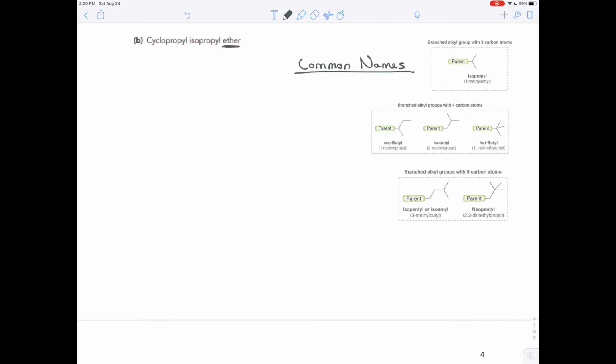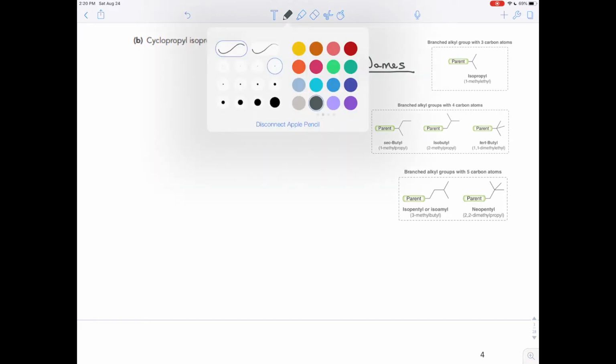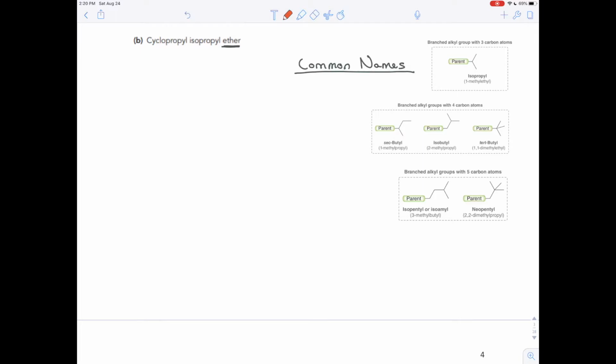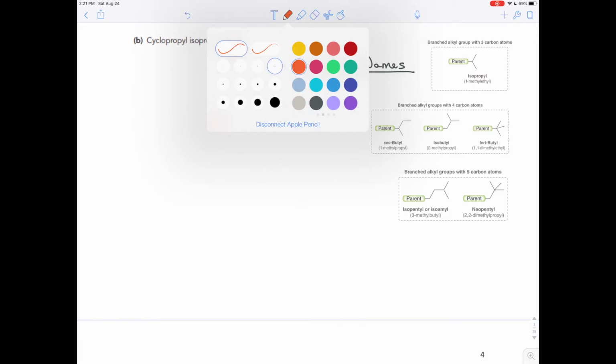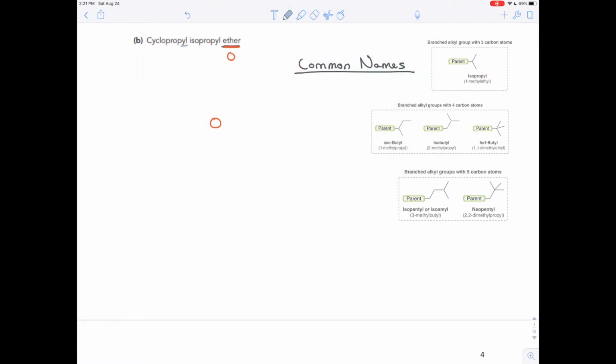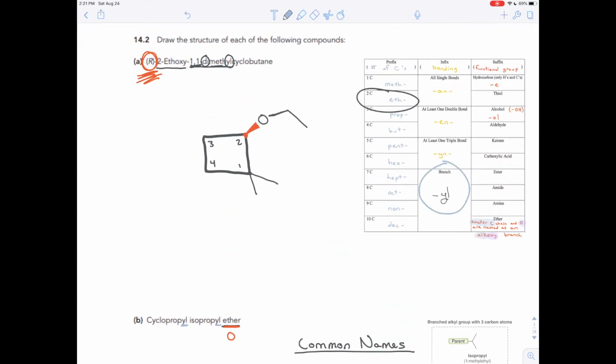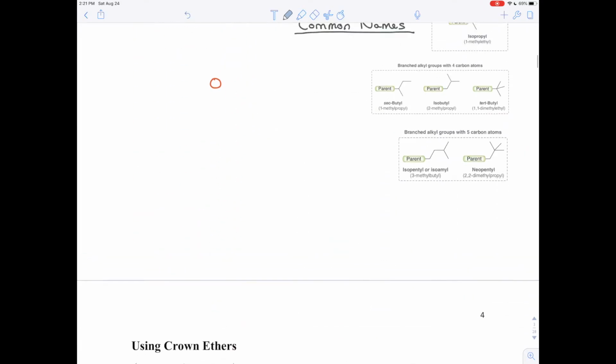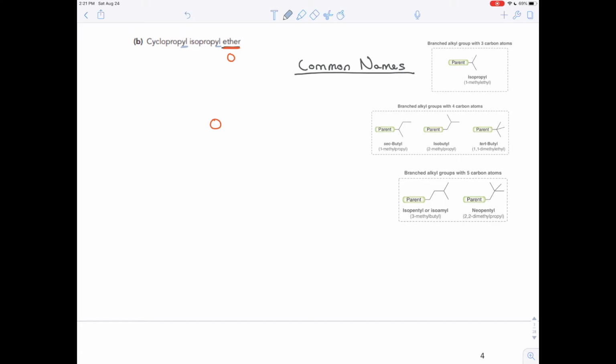In this naming scheme, the backbone is not the longer carbon chain. The backbone is an oxygen. The oxygen of the ether is the backbone. So you see that ether at the end, and that's the backbone. And everything else is named as a branch. You can see that it has those YLs there to represent that they're branches. They're branches off of the oxygen.